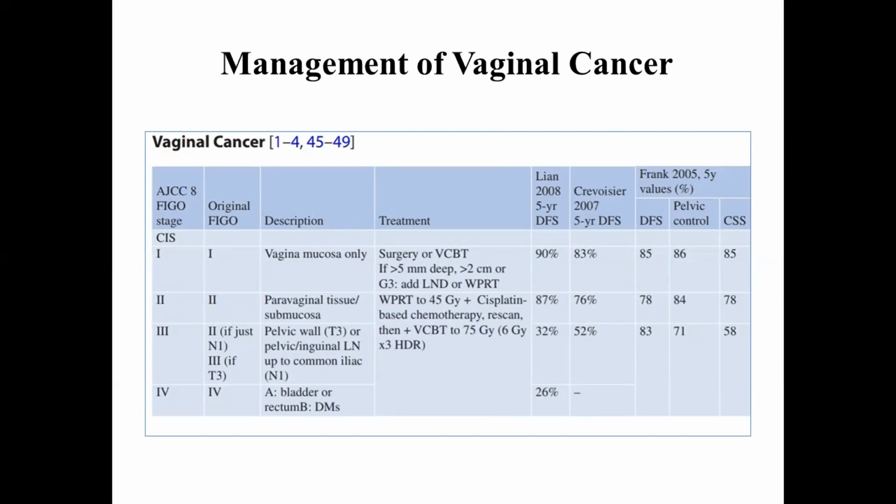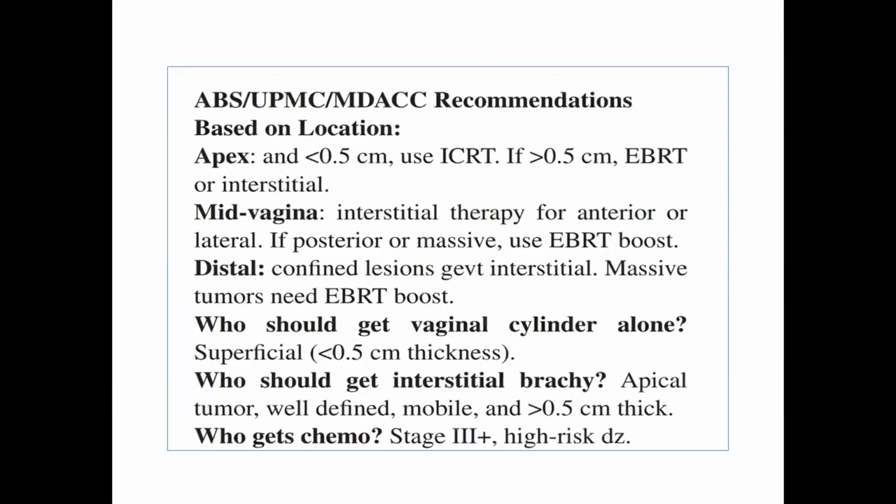Stage 4B is treated with palliative chemotherapy. Now, what is the ABS recommendation for brachytherapy in CA vagina? Based on location, if the tumor resides in the apex and is less than 0.5 centimeter, use ICRT, which here means vaginal cylinder only. If it is more than 0.5 centimeter, you have to give an EBRT dose or interstitial boost.